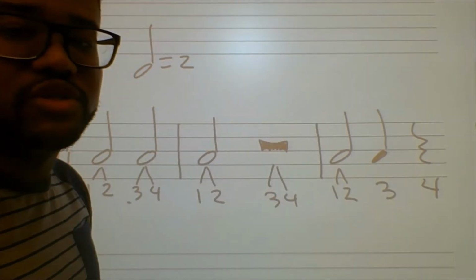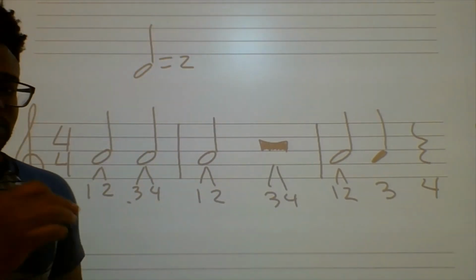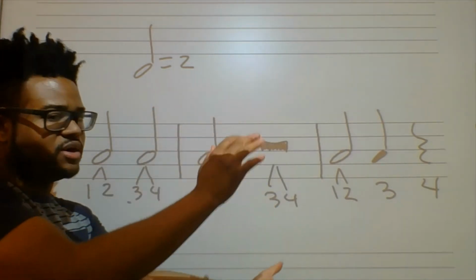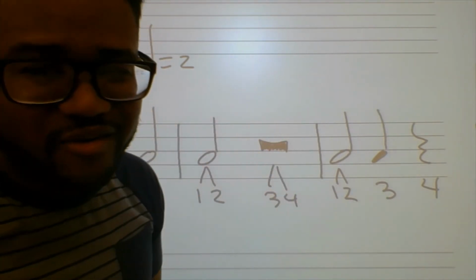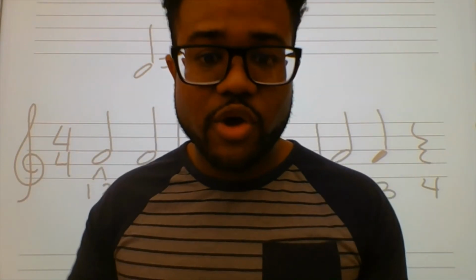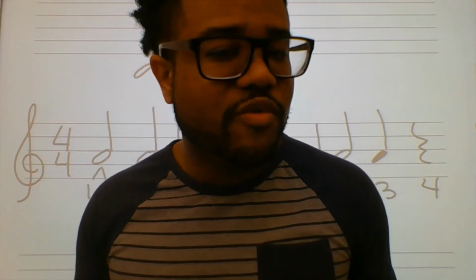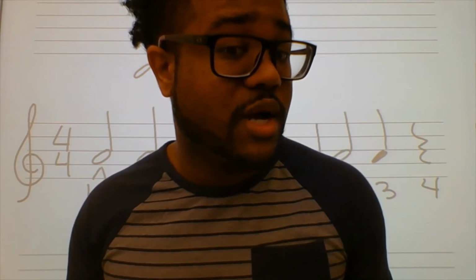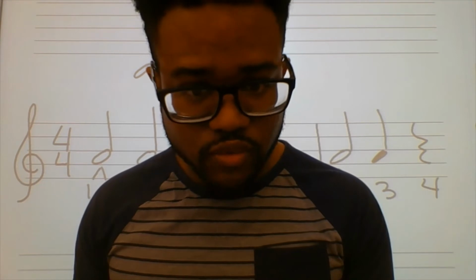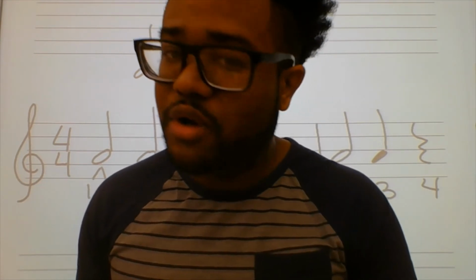Let's do measure number 2 one more time. 1, 2, ready, go. 1, 2, 3, 4. All right. Now, I think we have mastered half notes and half rests. Let's move on to the other symbol I told you we're going to talk about today, which is the whole note. And we're also going to talk about the whole rest.